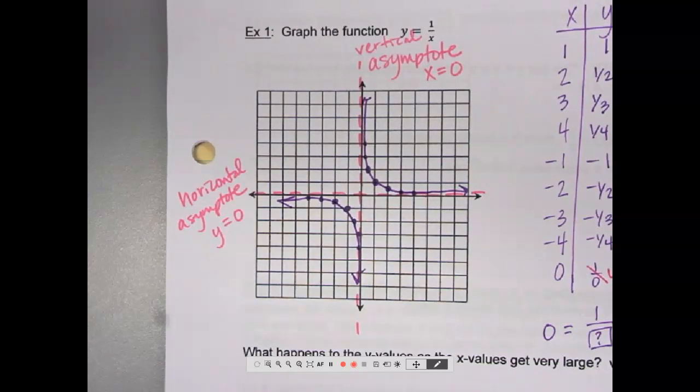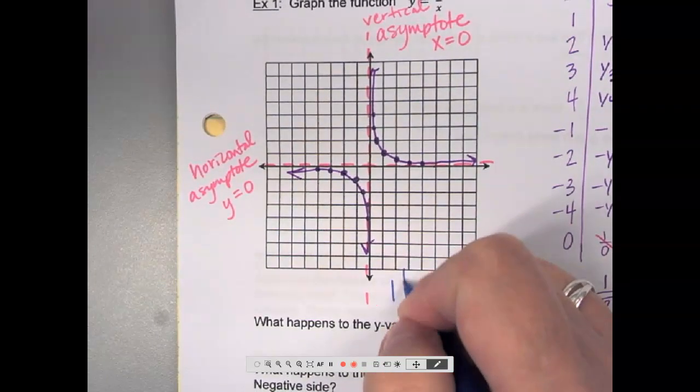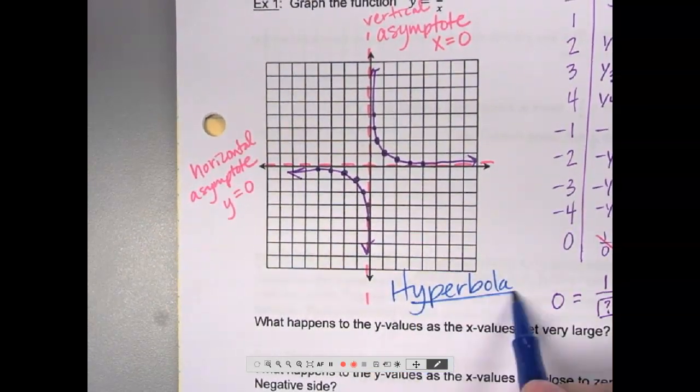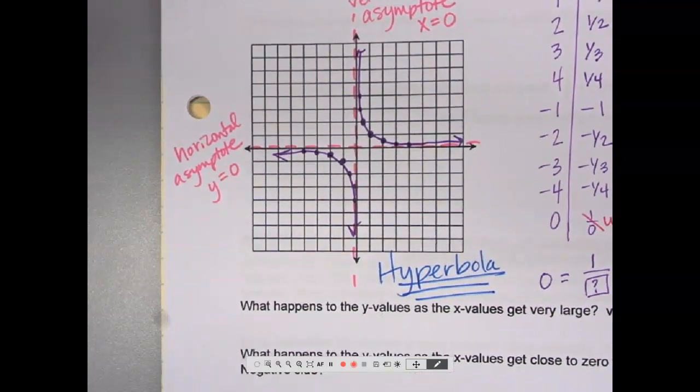And all together, this graph is called, does anybody remember? It starts with an H. Hyperbola. Okay, so the curve itself is called a hyperbola. The curve has two asymptotes, one vertical, one horizontal. It's kind of a complex graph, isn't it? Like it's more than just a U or a line. There's kind of a lot of pieces and parts to it. Any questions on why that graph looks the way it does?